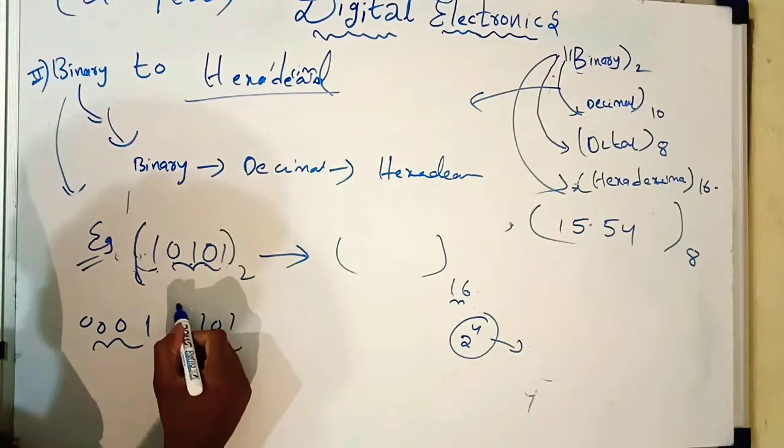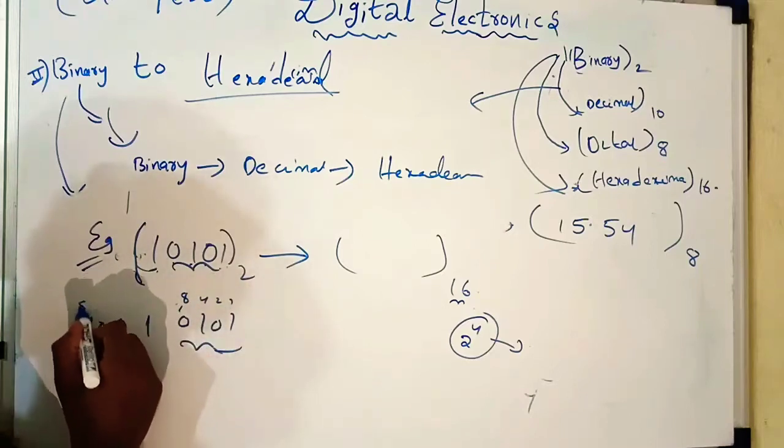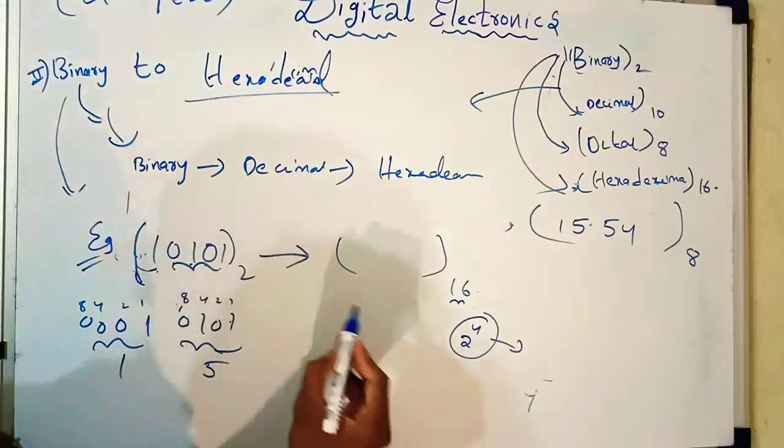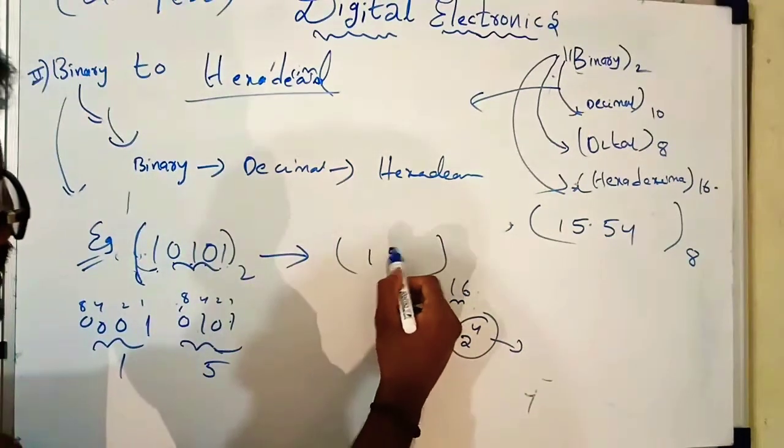This value is, this is 8, 4, 2, 1. This is 8, 4, 2, 1. This is 4 plus 1 is 5. And this is 1. So the value is 15.